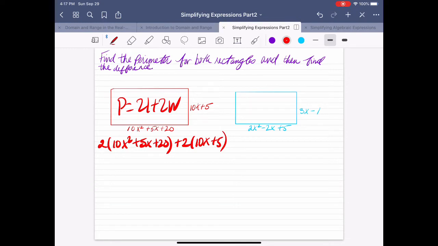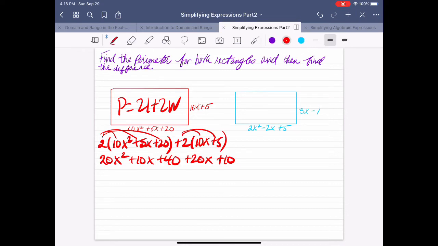So let's distribute. 2 times 10x squared leaves us with 20x squared. 2 times 5x is 10x. 2 times 20 is 40. Now let's distribute a positive 2. 2 times 10x is 20x. 2 times 5 is positive 10. Let's combine our like terms.